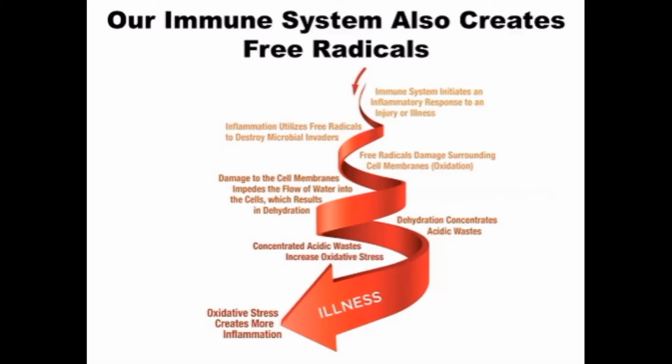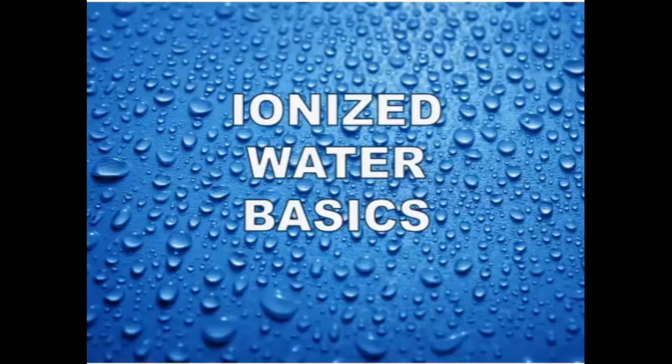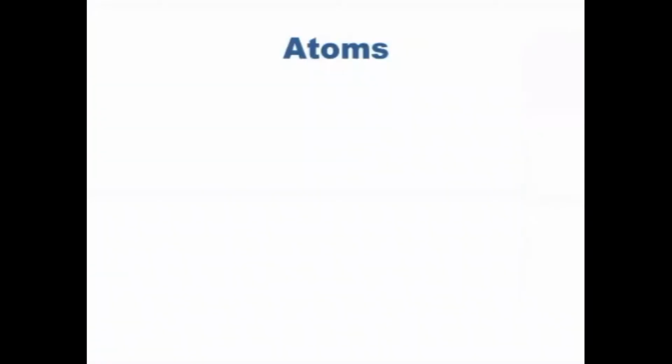And the damage to the cell membranes in those cells surrounding the area impedes the flow of water into the cells, which results in dehydration. And when we have a dehydration of a cell, it concentrates acidic waste. And the more concentrated the acidic waste inside the cell, the more oxidative stress is increased. And oxidative stress leads to more inflammation. And so you just keep doing this cycle over and over and over again. So all we need to combat that is the perfect antioxidant. So we're going to talk a little bit about ionized water basics and how we get those perfect antioxidants.